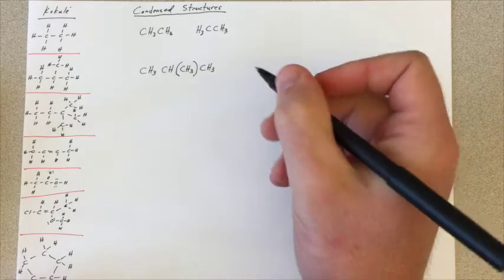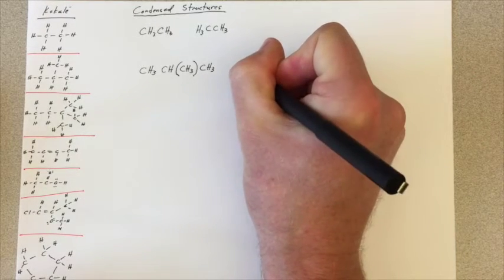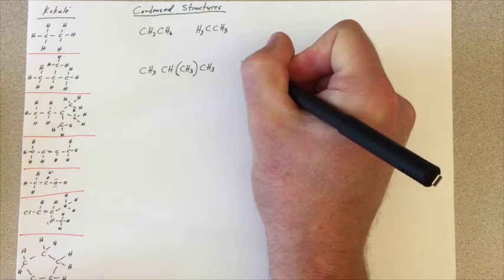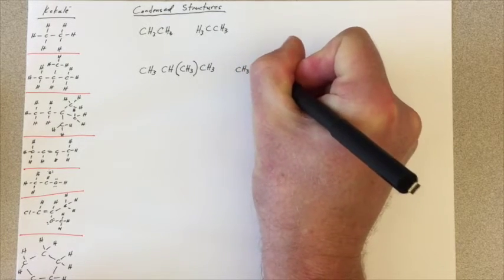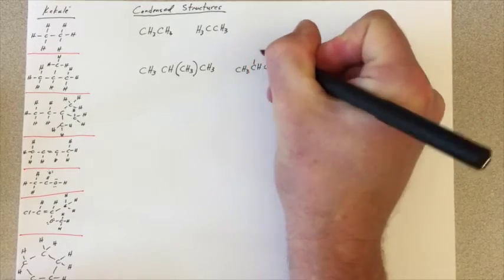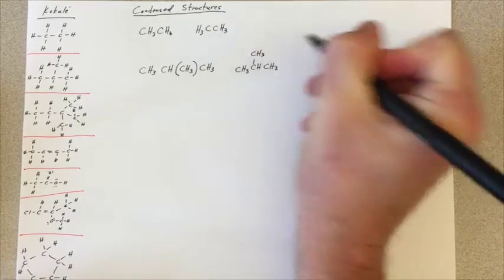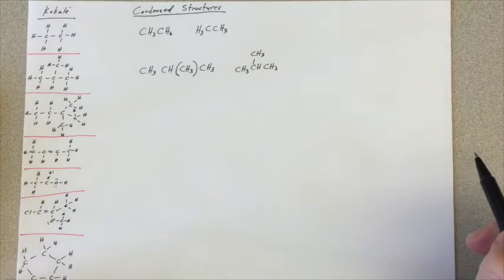Sometimes I like to do it another way. I just show the branch, and this is fine. So I combine a Kekulé structure with a condensed structure, and I say, well, I've got a CH3 in my main unit, and then I'm just going to show you, look, I've got a CH3 branching off there. Either one of these is fine.